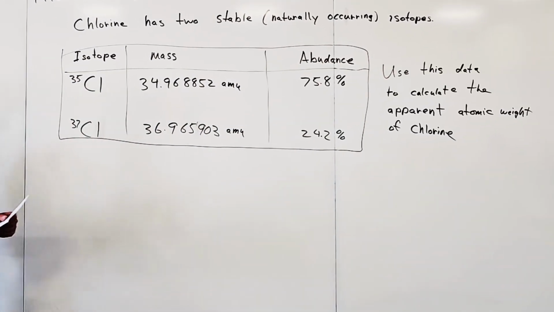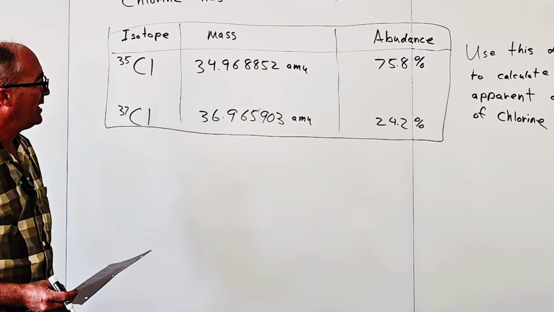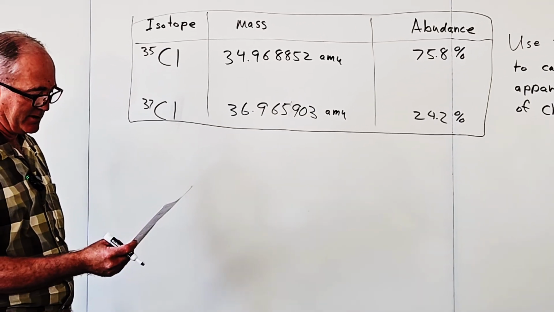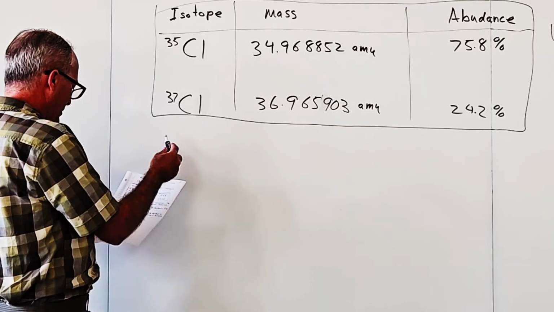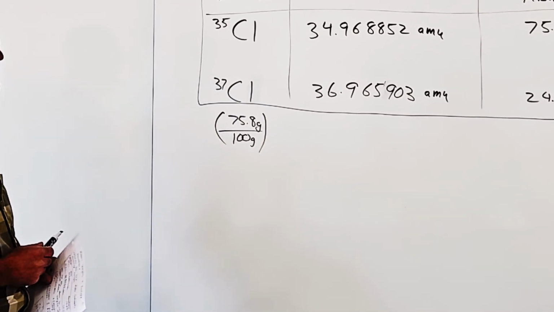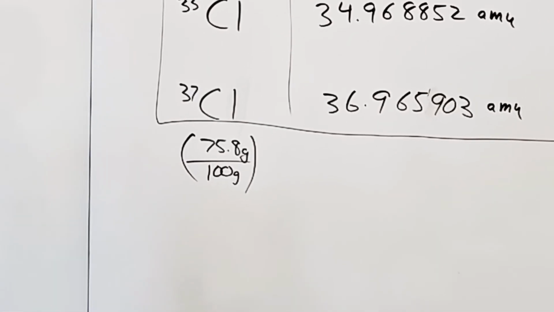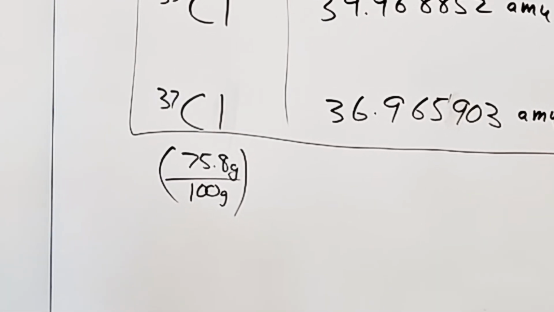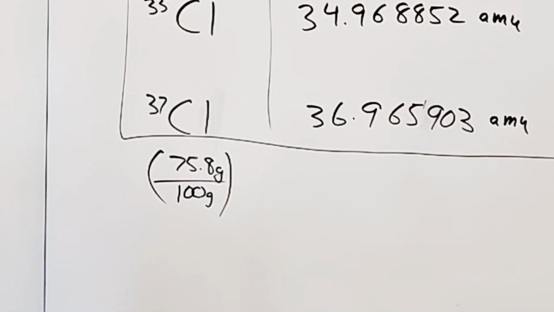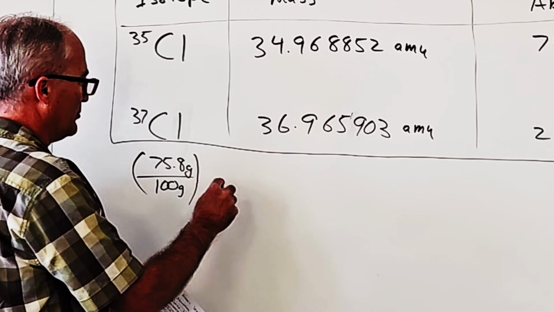And you nicely told me that what you read on the periodic table is the weighted average of the percents. So one way you might want to think about percent, 75.8% means 75.8 out of 100. Out of 100 grams of chlorine sample, 75.8 is going to be chlorine 35. Of course, this will give us a decimal fraction.